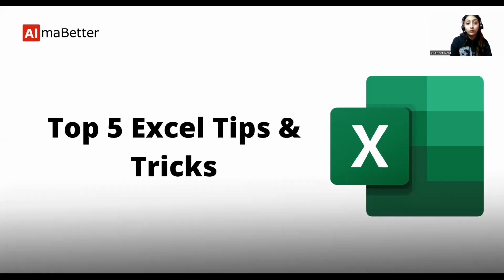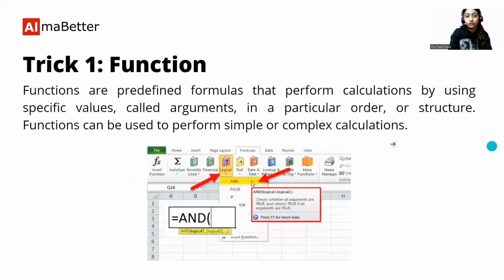In today's video, we'll be exploring top 5 Excel tips and tricks which can be used in data analysis. So let's get started. Our first trick is function. Functions are predefined formulas that are used in calculation which takes a value that the user inputs as an argument. Every function has a specific purpose. For example, an average function. It is used to calculate the average of the values in the column.